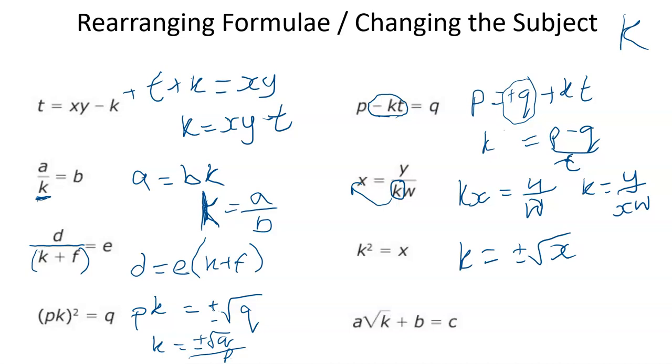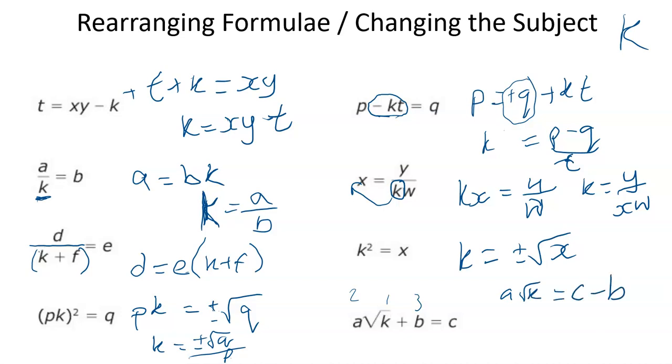So timesing happens next, then the adding. That's the A and the S of the BIDMAS, add and subtract. So this thing happened first, then this one, then this one. And we're going to undo them in that order. So the opposite of adding B is to take B. So we get a root k equals c minus b.